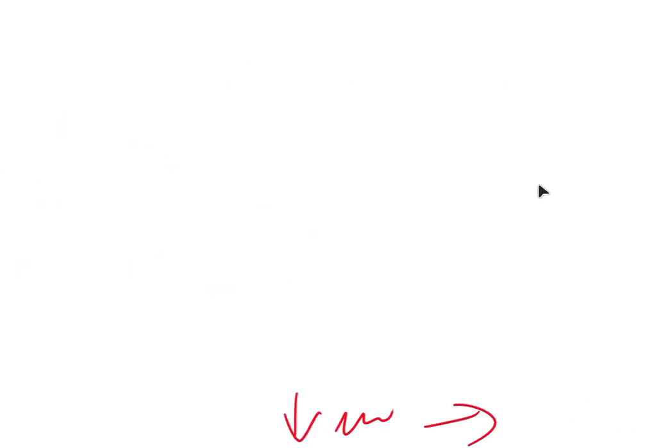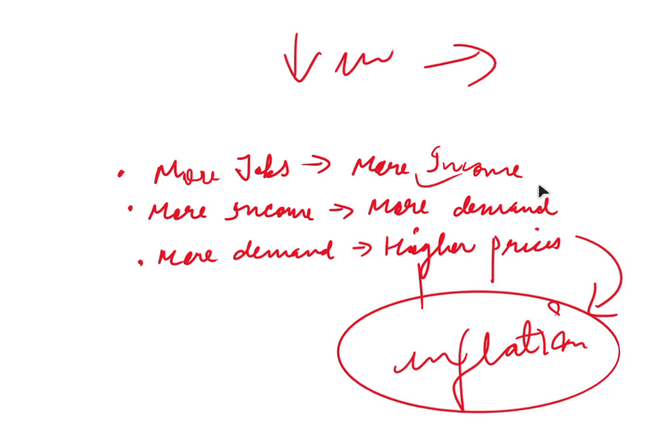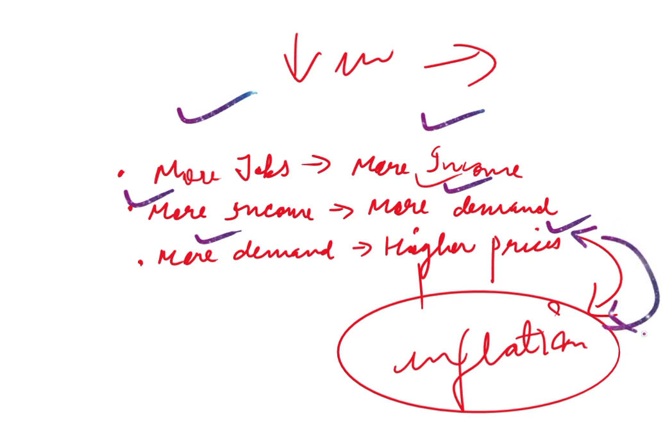The reason is, when people are employed, their income increases. That means more jobs, more income. And when their income increases, this leads to an increase in demand. And when demand for goods and services increases, this leads to an increase in prices. And when prices increase, this leads to inflation. So according to the Phillips curve, lower unemployment leads to higher inflation. Lower unemployment means more jobs, which ultimately leads to inflation.